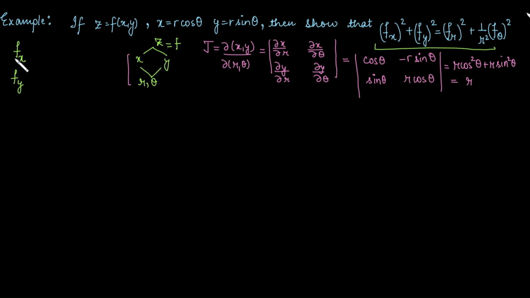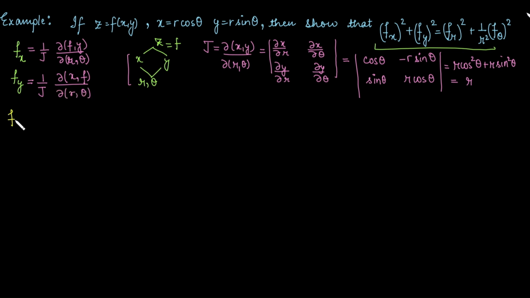Now we need to calculate the partial derivative of the function with respect to x, that is calculated as 1 by J, and in place of x place f, and the rest of the variables are the same. Similarly, we can write the formula for calculating the partial derivative of the function with respect to y as 1 by J, partial of (x, f), in place of y write f, and the rest of the variables are as it is.